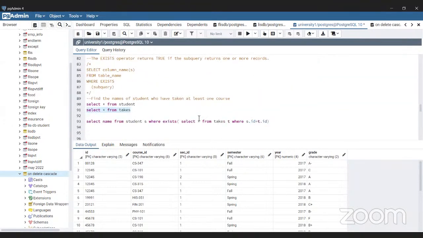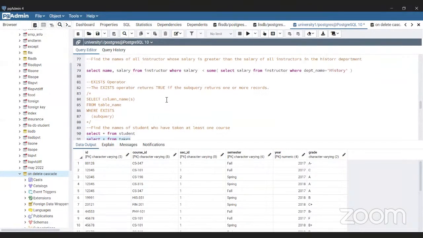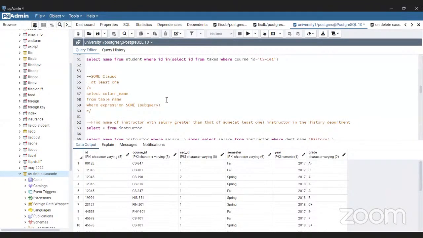And the next is SOME. NOT EXISTS is the opposite of EXISTS. Then the SOME clause: suppose the subquery part returns true for at least one.